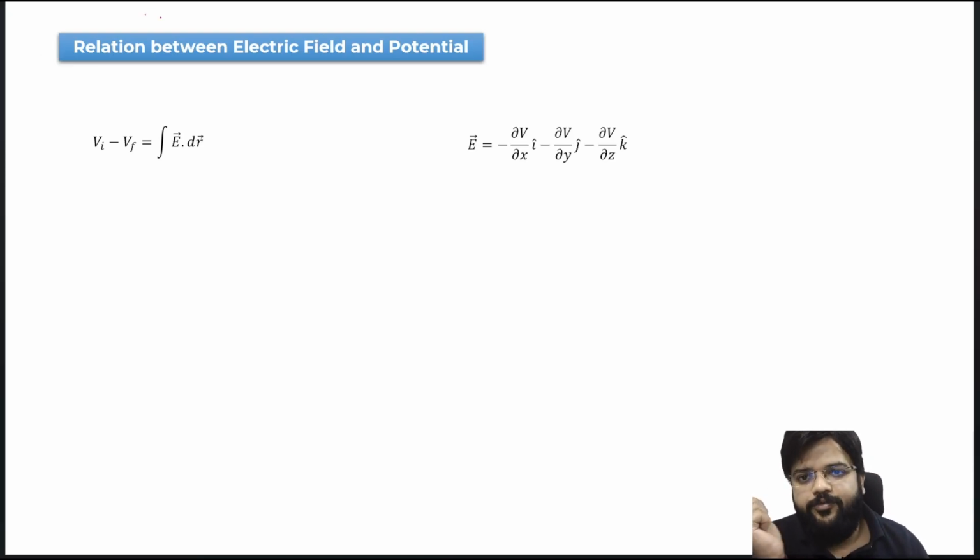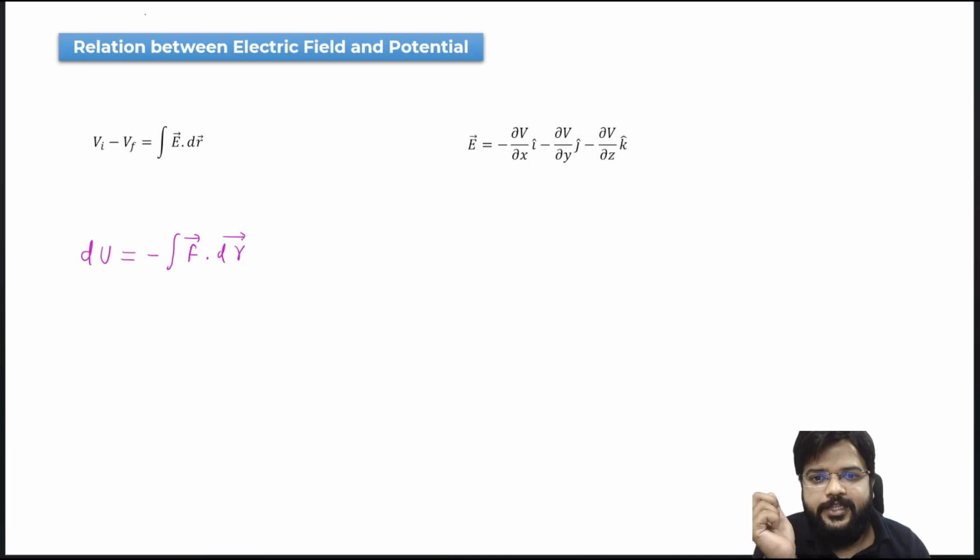We know one thing from the work power energy chapter. Change in potential energy can be written as minus F dot dr. Correct? This relation we know from the work power energy chapter, where F is the conservative force. So if work is happening due to the conservative force, then potential energy of the system will decrease. Here we are talking about potential energy of the system, everyone.